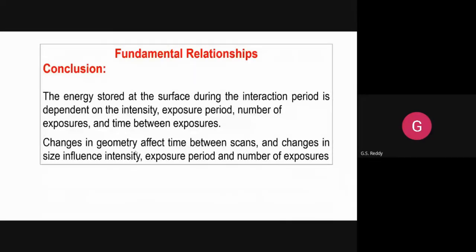The energy stored at the surface during the interaction period is dependent on the intensity, exposure period, number of exposures, and time between exposures. Changes in geometry affect the time between scans, and changes in size influence intensity, exposure period, and number of exposures.